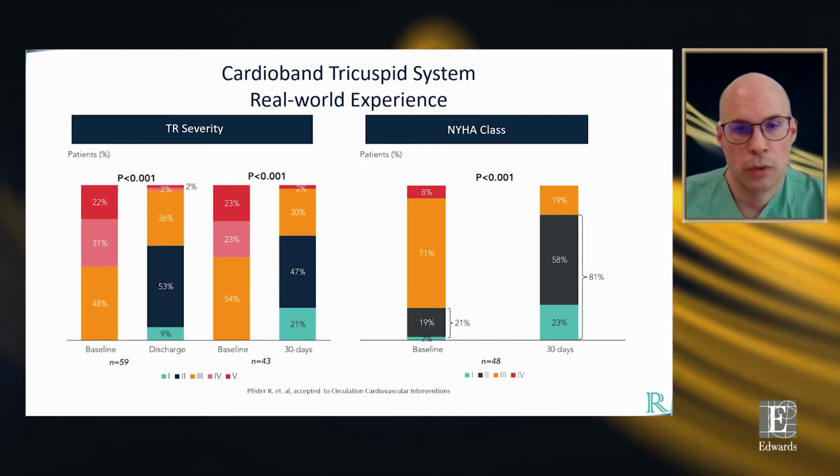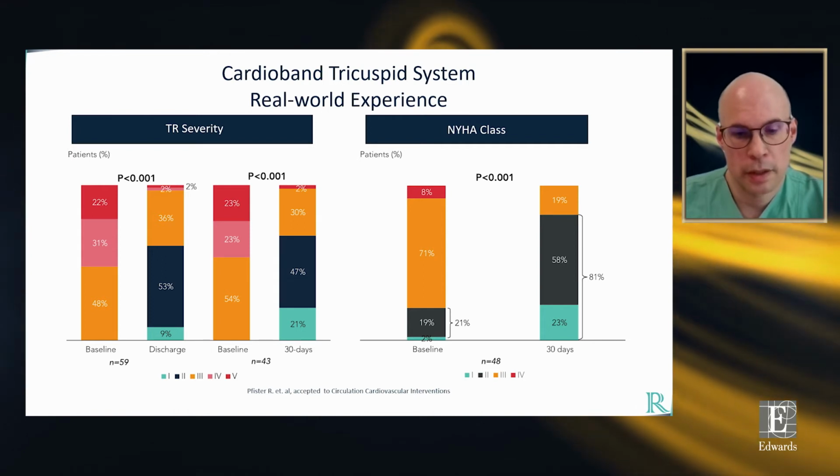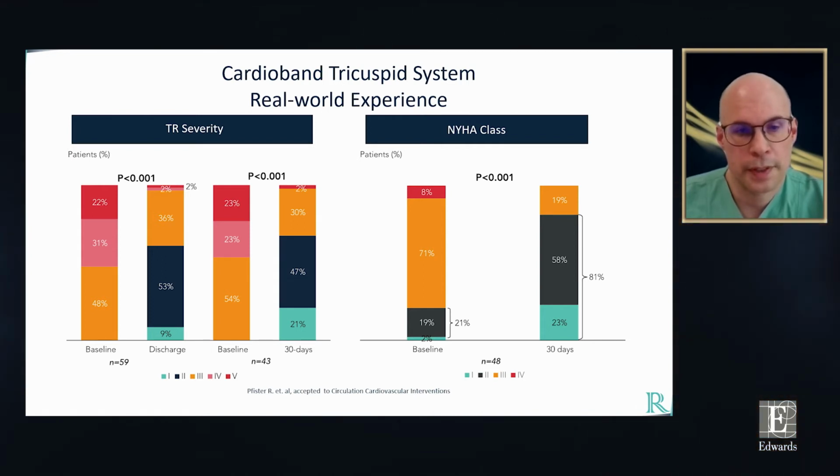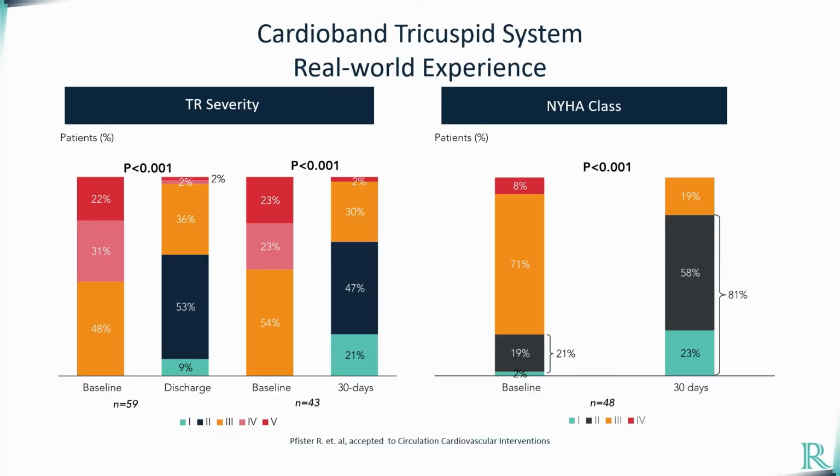When we look at the real-world experience, which was presented here from Roman Pfister, you can see that on the left side is TR severity, again at baseline and discharge, with a good reduction, similar to what we have seen in the TriBand study. And this is also true for the 30-day results for these patients which reached the 30-day time point, and also NYHA class was reduced correspondingly.